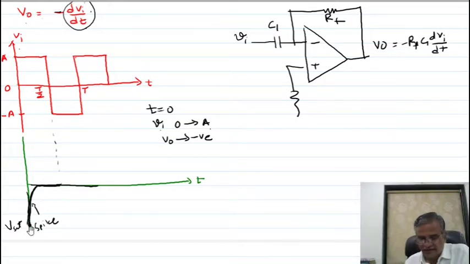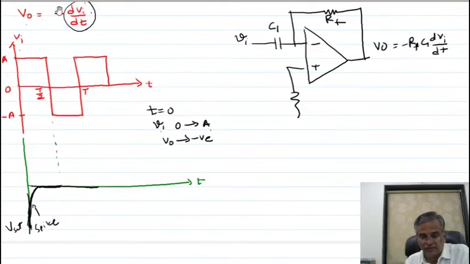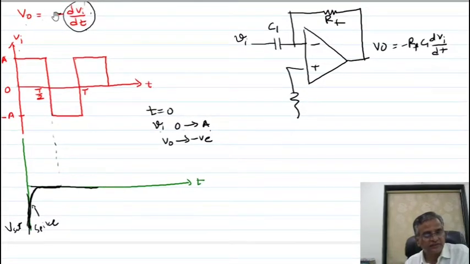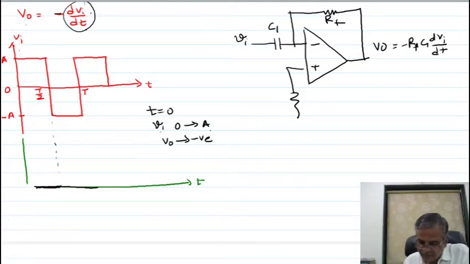Now why are you getting minus? Because this is a positive voltage, the output is minus. So this is from minus Vsat I am showing you. This is your spike I am writing.